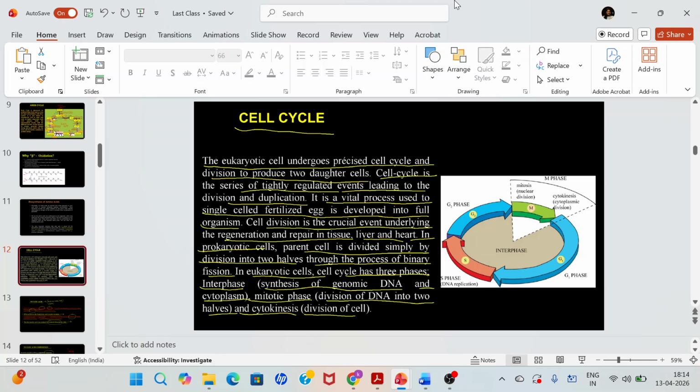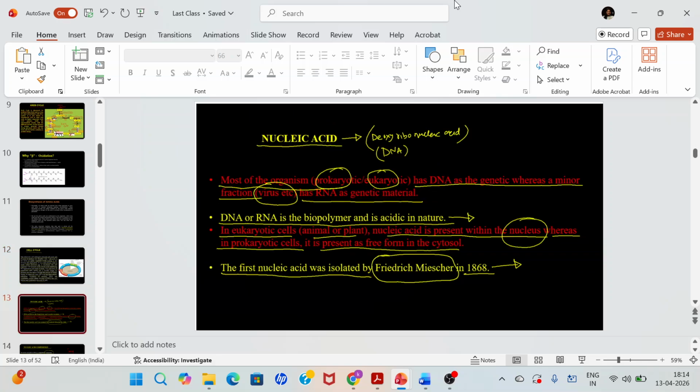In the eukaryotic cell, the cell cycle has three phases: interphase, mitotic phase, and cytokinesis. Okay, so these are the three phases of the cell cycle. These phases are further divided into other phases, specifically the mitotic phase, which is further divided depending upon the different stages of the cell division.